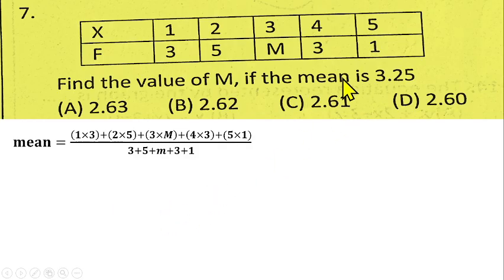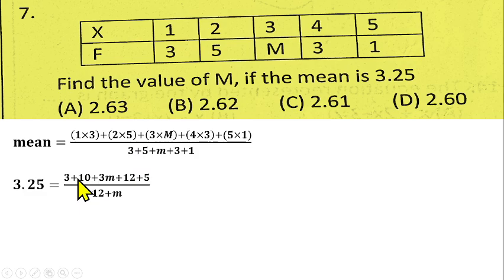So I will be given that the value of the mean is 3.25. So that means you'll be having 3.25 equals 3 times 1 is 3, 2 times 5 is 10, 3 times m is 3m, 4 times 3 is 12, 5 times 1 is 5, over 3 plus 5 is 8 plus 3. Oh, so 8 plus 4, that should be 12. Okay, 8 plus 4, that will be 12 plus m.